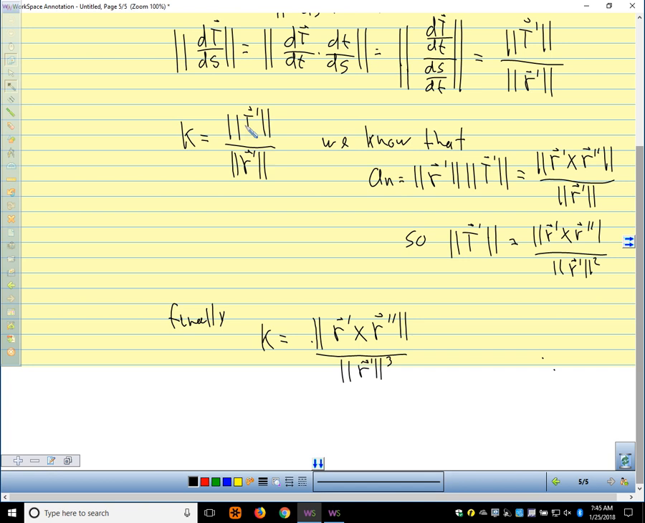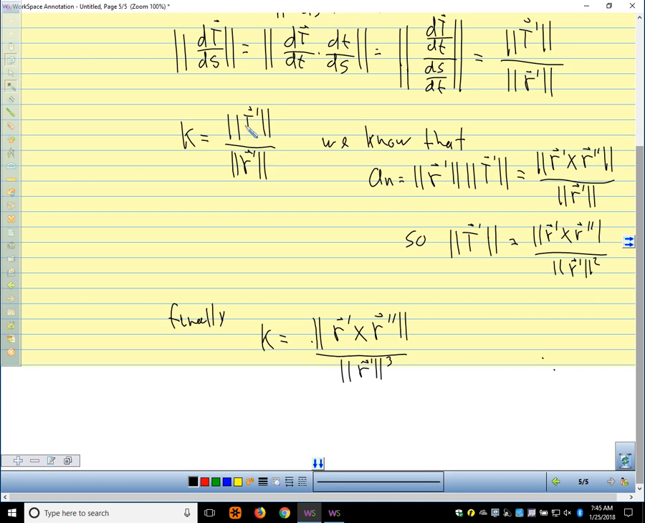But wait, the radius of curvature is 1 over kappa. Oh, I can't cancel this inside the cross product. No, but T prime is T prime. Oh, God. Yeah, it's T prime, right? I got you. Yeah, it'd be nice if it was just T.